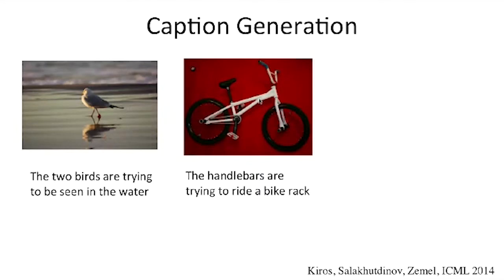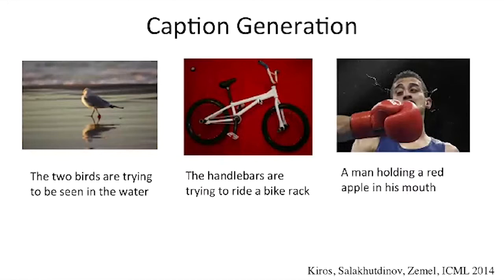But in terms of generalization, the model wasn't just copying sentences from the training data and doing sentence retrieval. It was really trying to generate new descriptions. And then you get examples like this: a man holding a red apple in his mouth. The reason why we see these kinds of captions is because the model was never trained on images of sports. So sports images is something the model has never seen before.